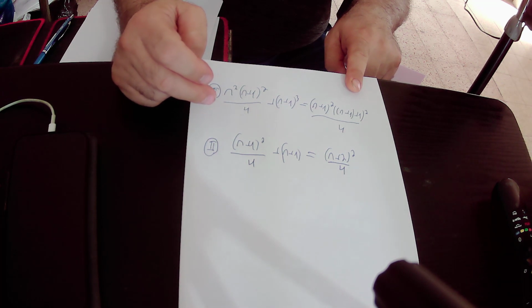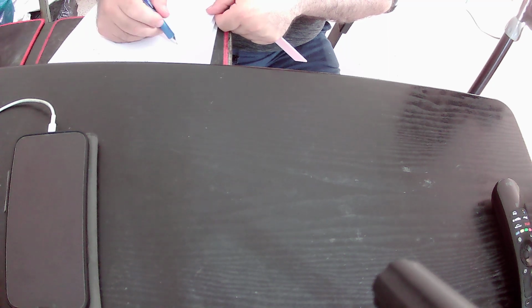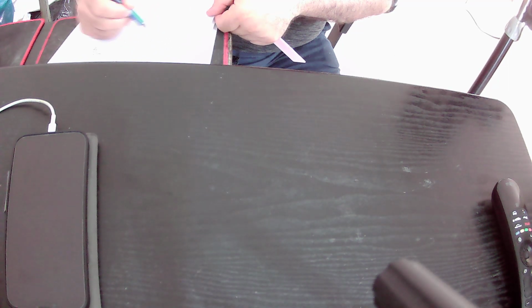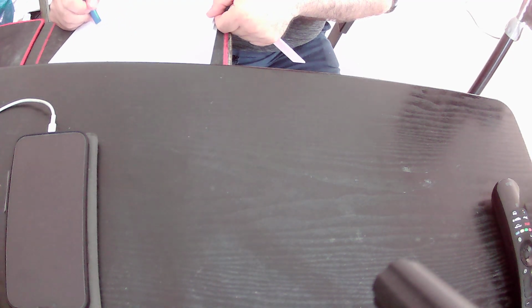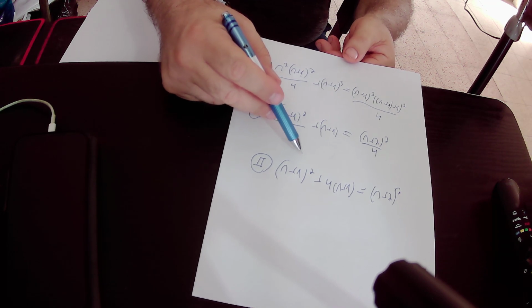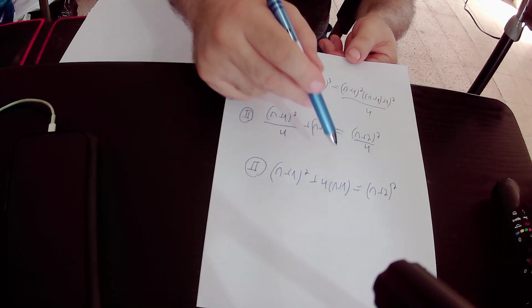So we can multiply two sides of the equation by 4, and we will get that n plus 1 squared plus... so after we multiplied by 4 the two sides of the equation, we got here n squared plus 4 times n plus 1 equals n plus 2 squared. So we will open the brackets.